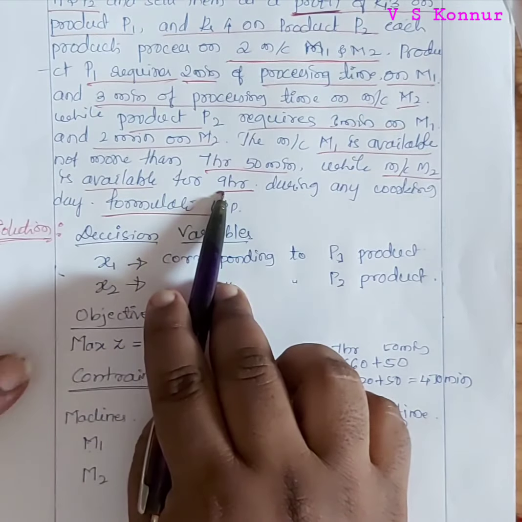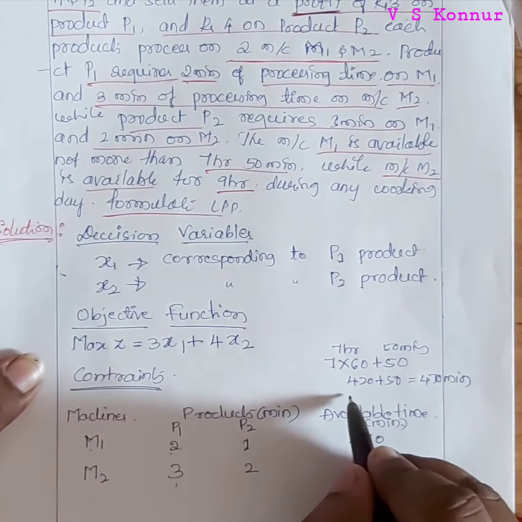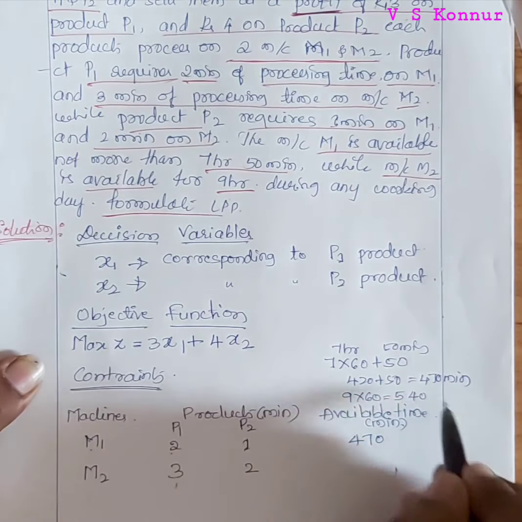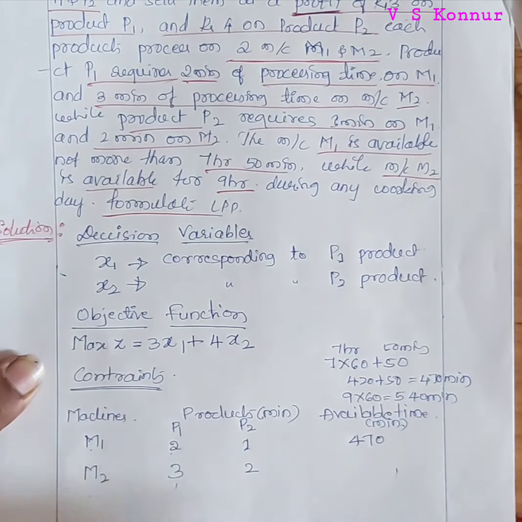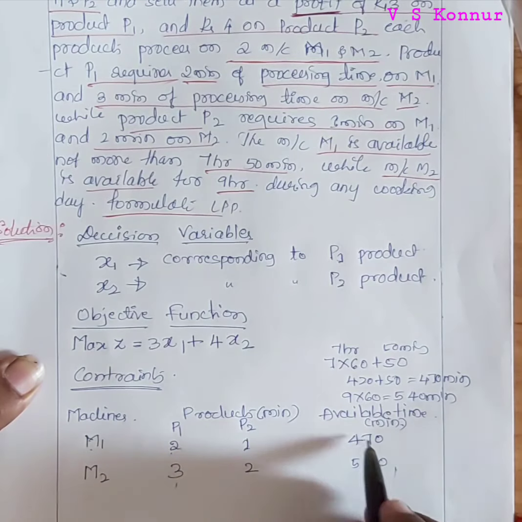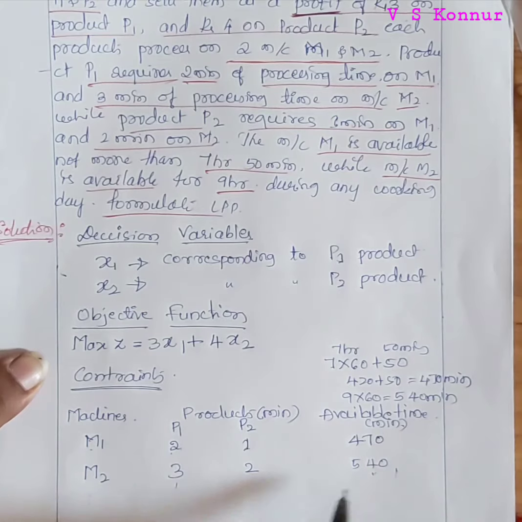Then the machine M2 is available for 9 hours, 9 into 60, that is equal to 540 minutes. So this is given in hours, and I have converted this into minutes, right? 540 minutes.